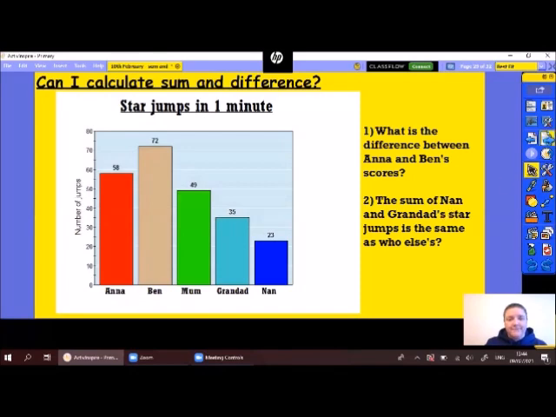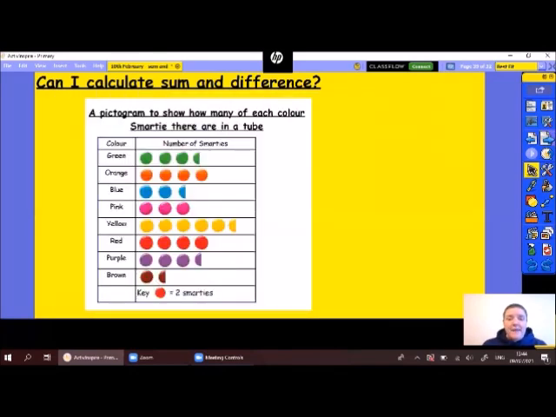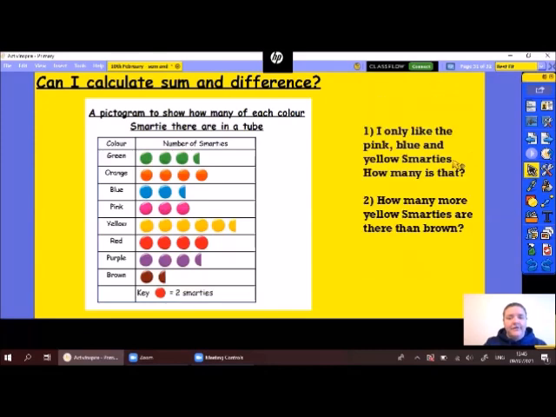Let's look at another one. So here we have a pictogram. This is the pictogram we've been looking at before about the colour of different Smarties in a tube. Now remember, pictograms can be tricky because we need to remember that one picture doesn't necessarily represent one thing. So we have the key down the bottom here that tells us that one picture represents two Smarties. So make sure you're careful. Let's have a look at the questions. You ready? Right, pause the video until you've got your answers.